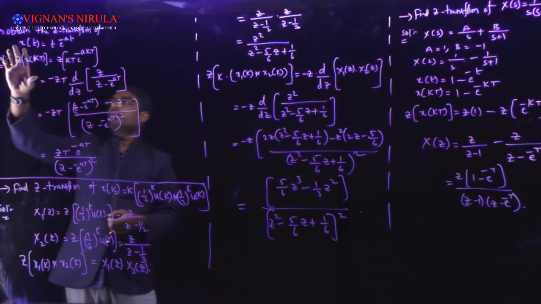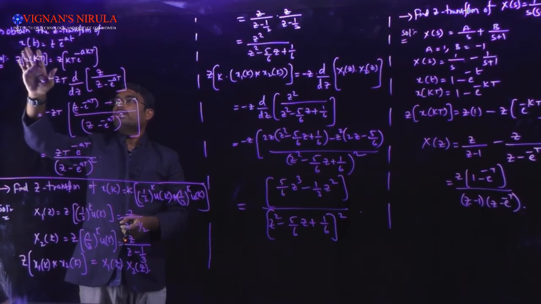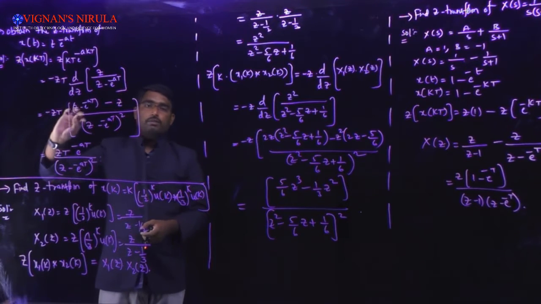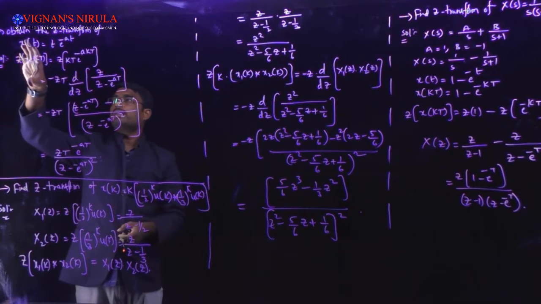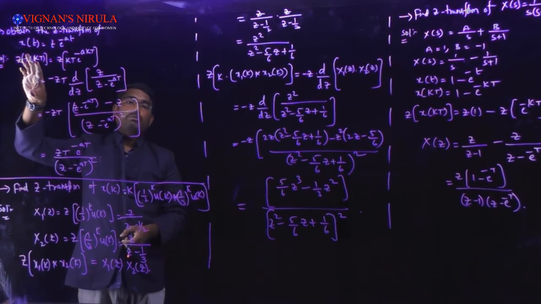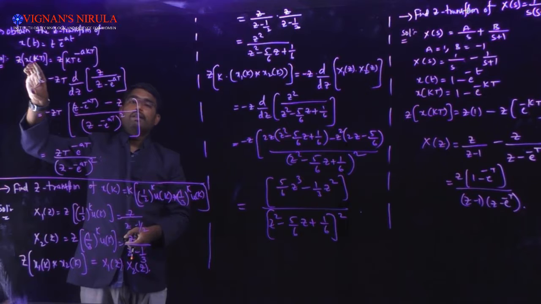Now we will see Z transform of some examples. Obtain the Z transform of x of t equals t into e power minus a t. We know that Z transform should be applied for discrete time signals. That is why I am converting this continuous time signal into a discrete time signal by putting t equals kT, where T indicates sampling period and k indicates samples.